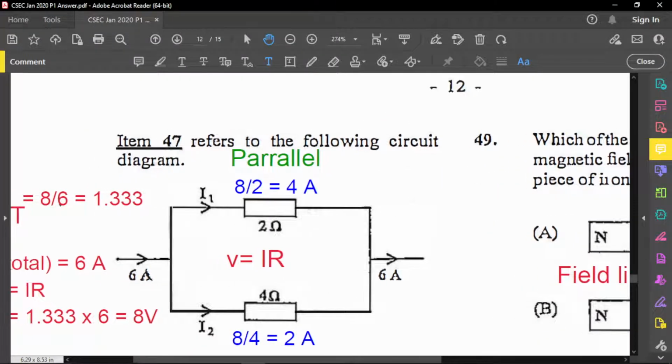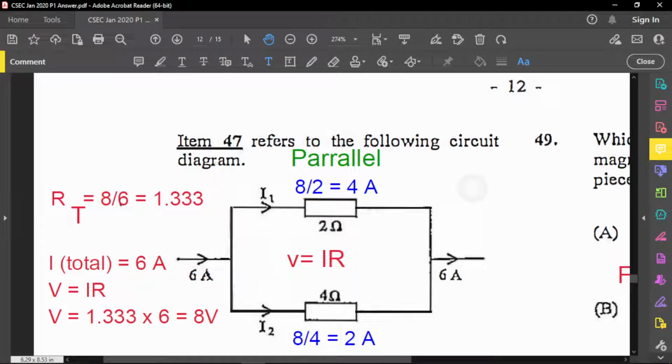Item 47 refers to the following circuit diagram. I want you to pay keen attention because this is a parallel circuit. Some students, when they see this type of circuit, quickly say this is a series circuit, and I could understand why, because it appears they're in one path, but truthfully, they are not. What is important is the point of connection of the current, the flow of current right here. So here, current going in and current coming out. One could be positive, one negative.